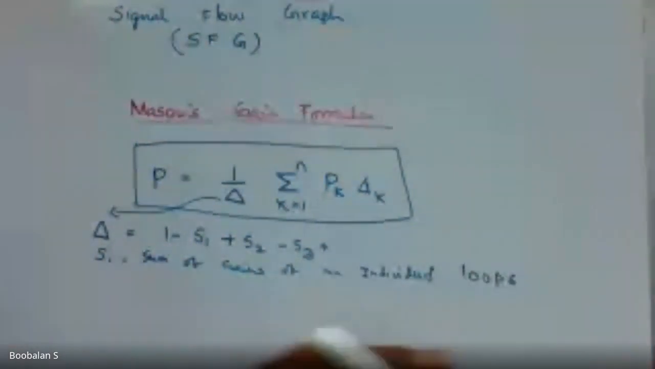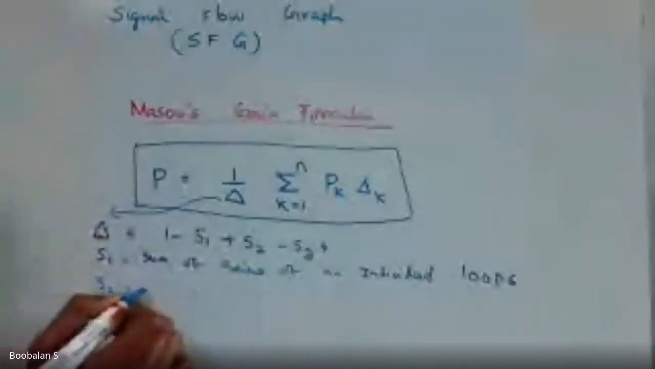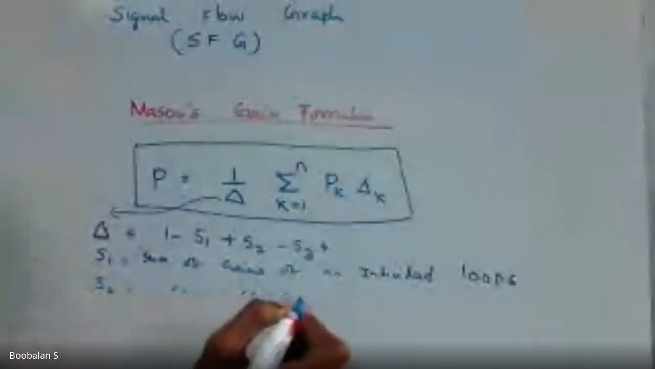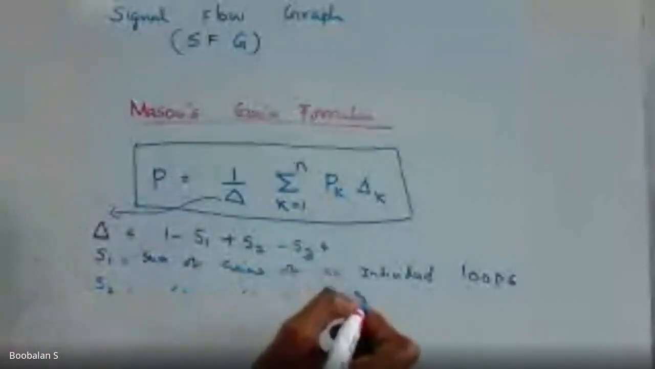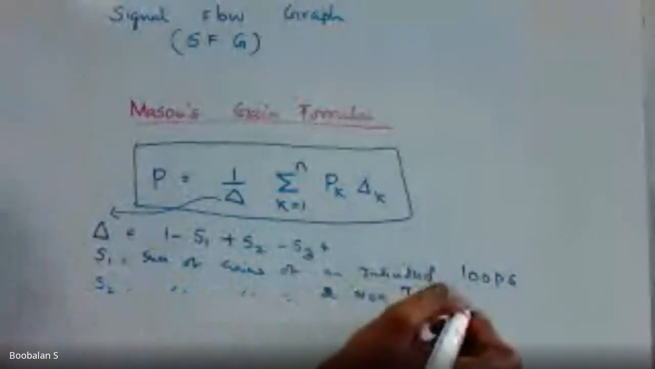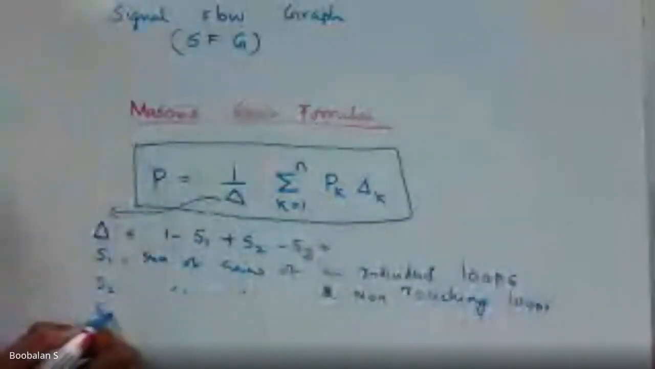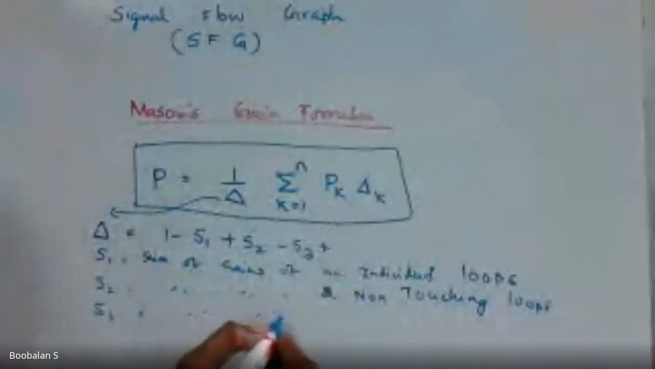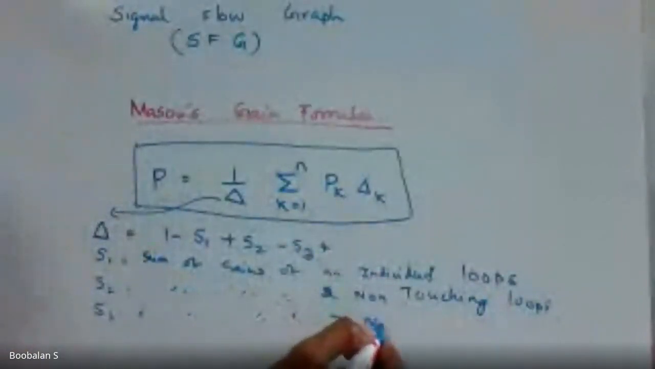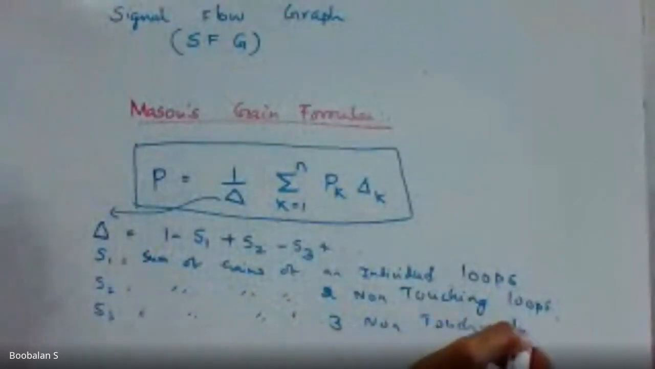Gain of all individual loops, the summation of the gains of all individual loops. Where S2 is the sum of gain products of two non-touching loops. Two non-touching loops, that's all. Now S3: sum of gain products of three non-touching loops.